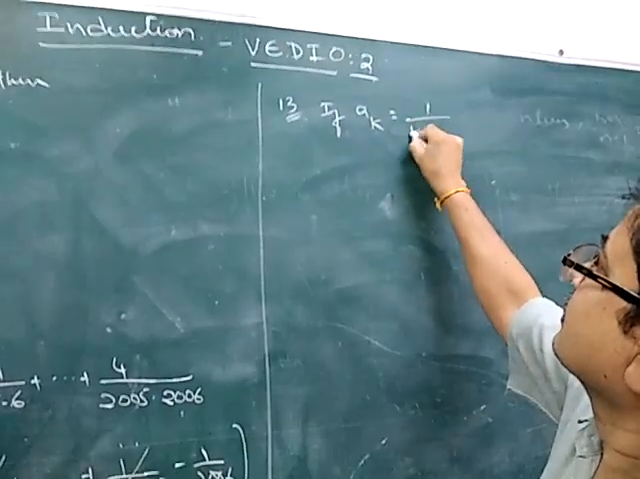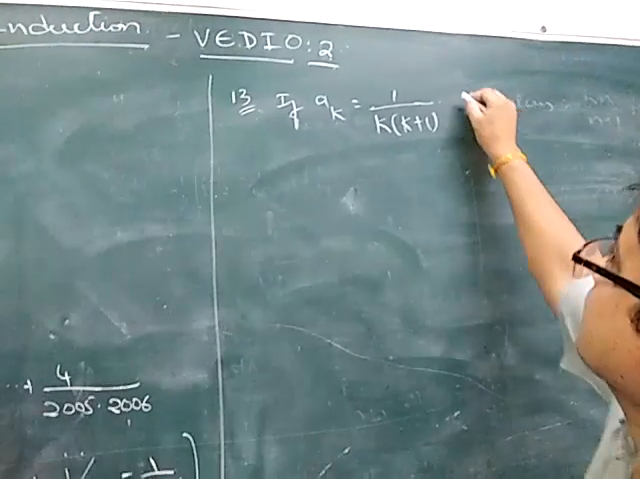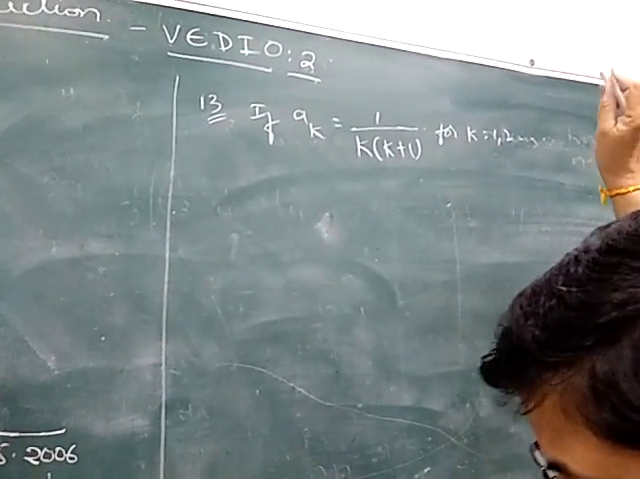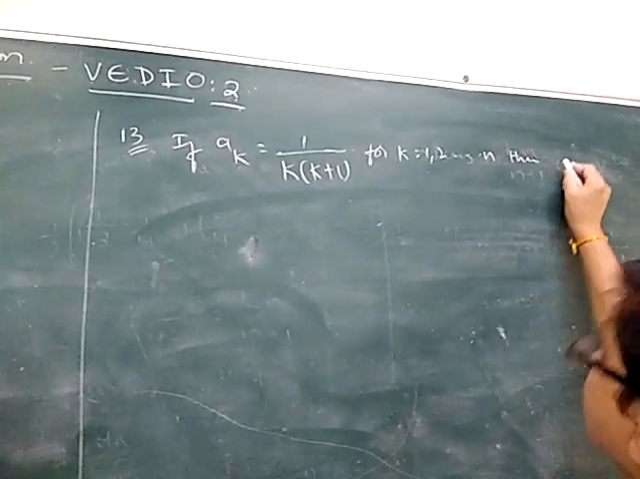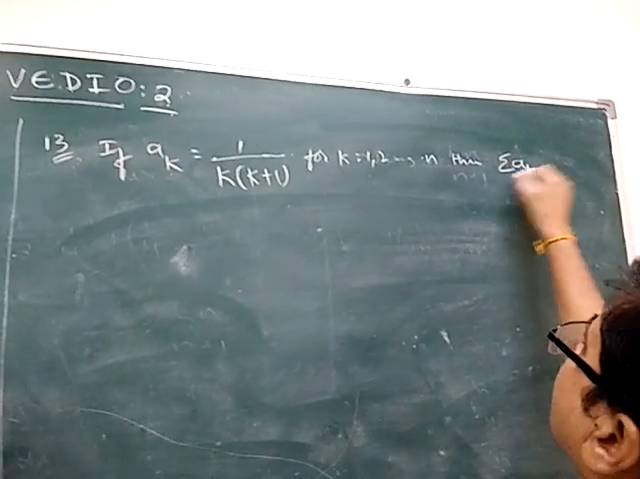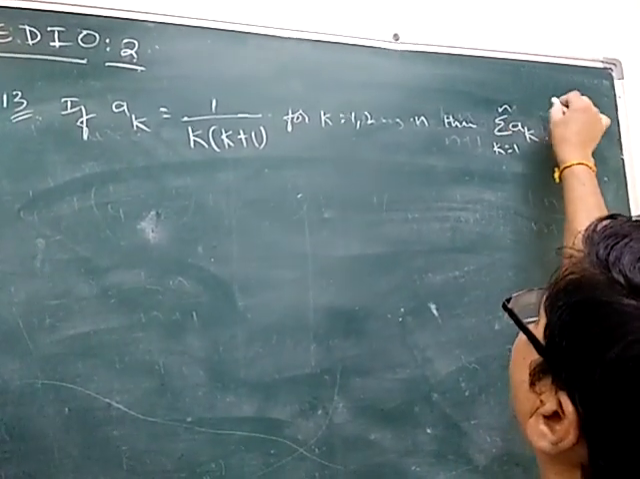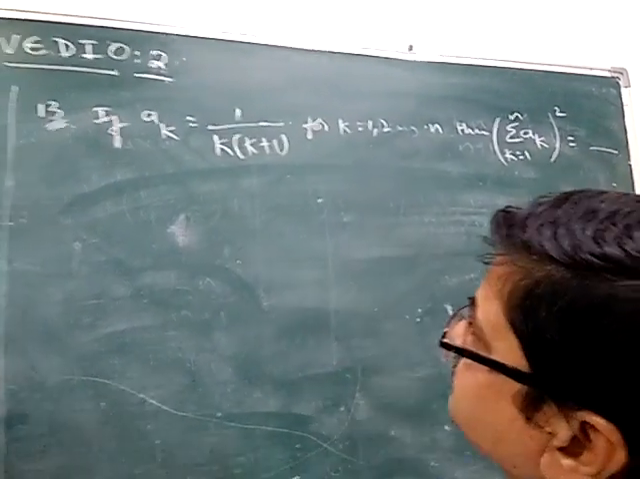1 by k into k plus 1, for k is equal to 1 to so on to n. Then sigma ak, where k is equal to 1 to n, whole square is equal to how much?